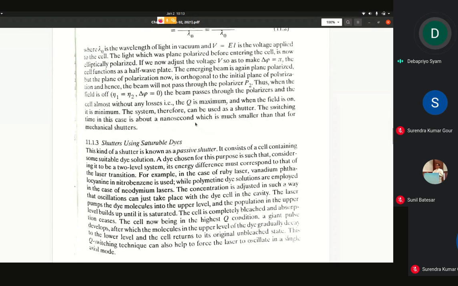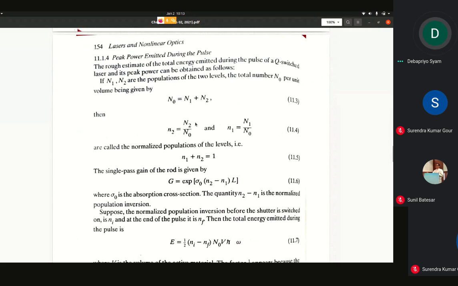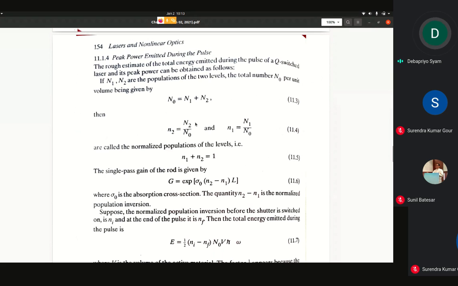Let's move on. Yeah. So here. Okay. So we are already on to 10:12. I want to finish by 10:15. Okay. So let's quickly go through this.